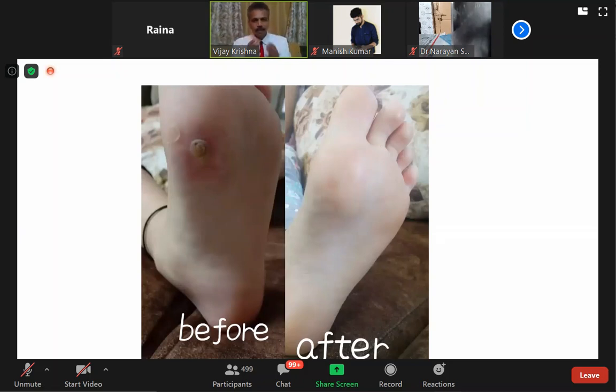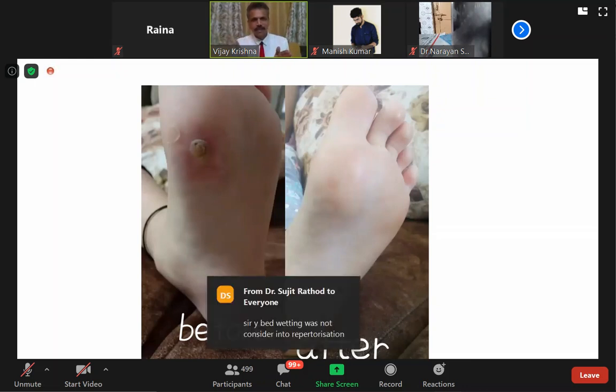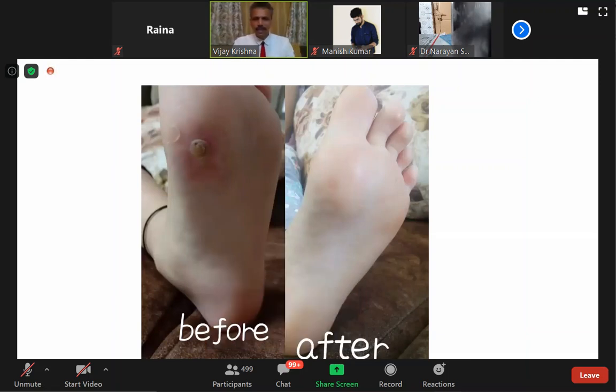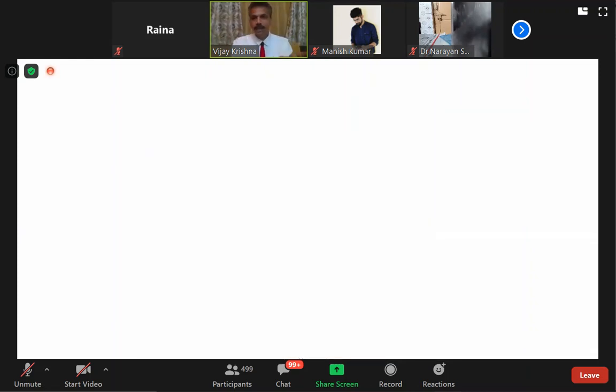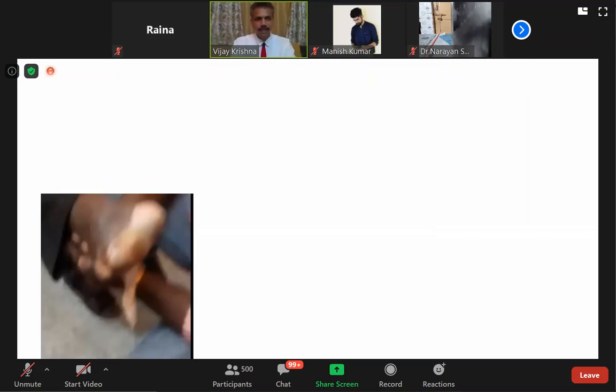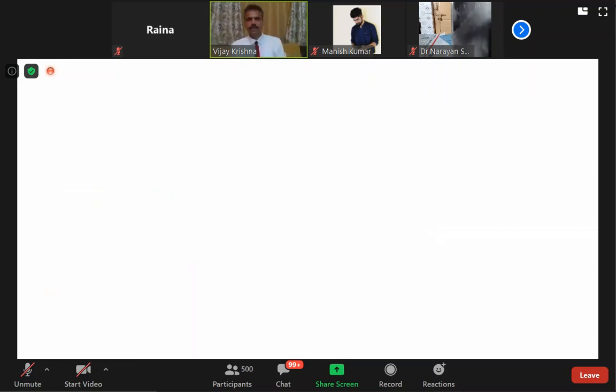Now, what I'm trying to tell you here is that in 13 days or 15 days, max 17 days, the corn beautifully disappears. Otherwise, this girl would have landed up in a surgical ward. Though it's a minor procedure, they would have removed it. With the right homeopathic medicine, we could help her recover. So that was a case of cannabis.